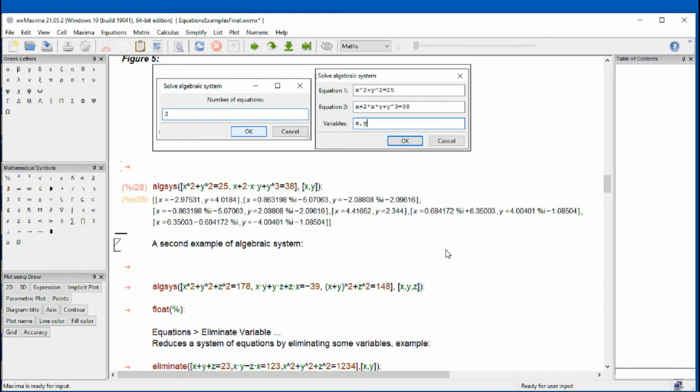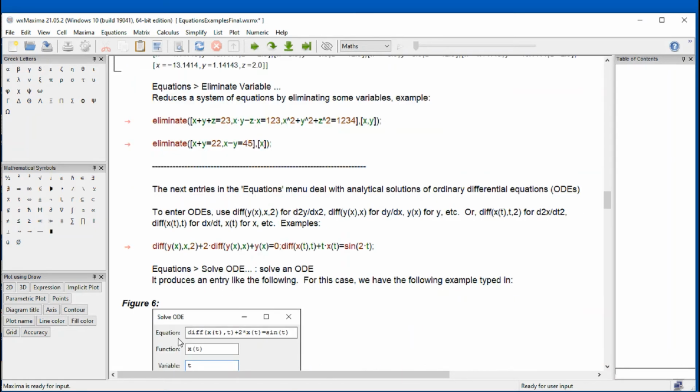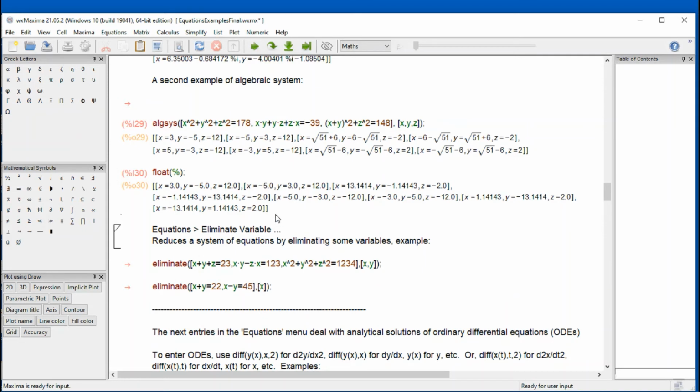And then it gives you a bunch of possible solutions for that. The second example presented right here, with 3 equations and 3 unknowns, will give me as many solutions as possible. If I want to see this in floating format, do float, and it will give you these sets of results.